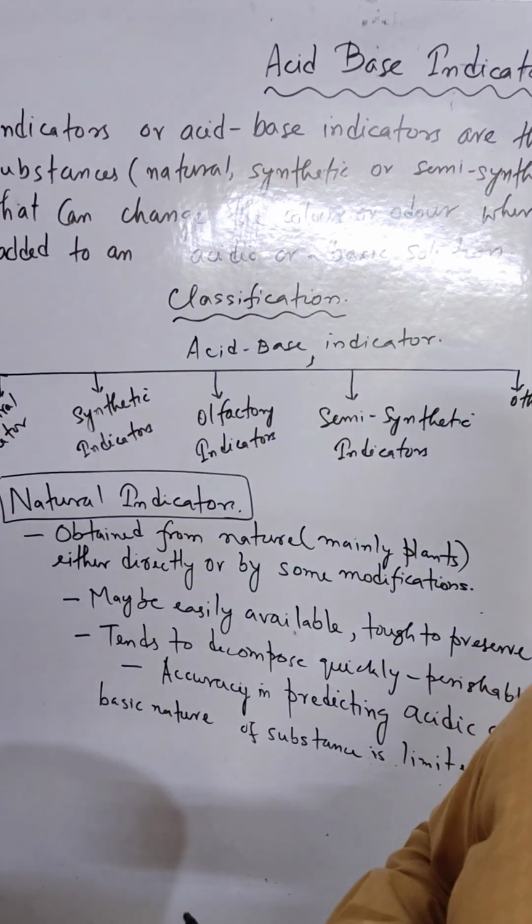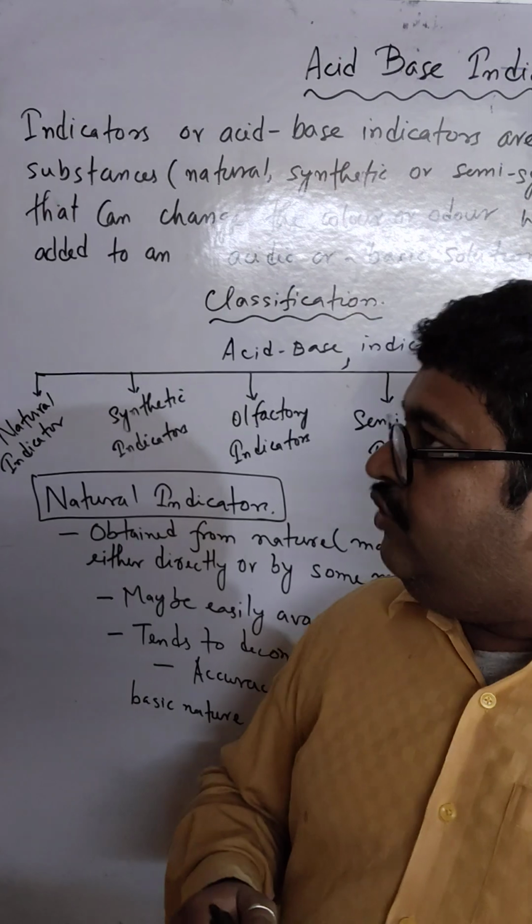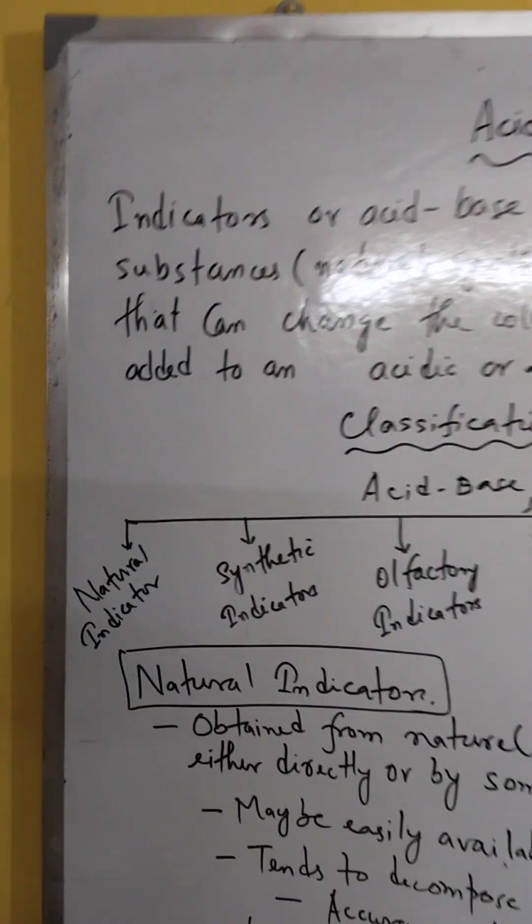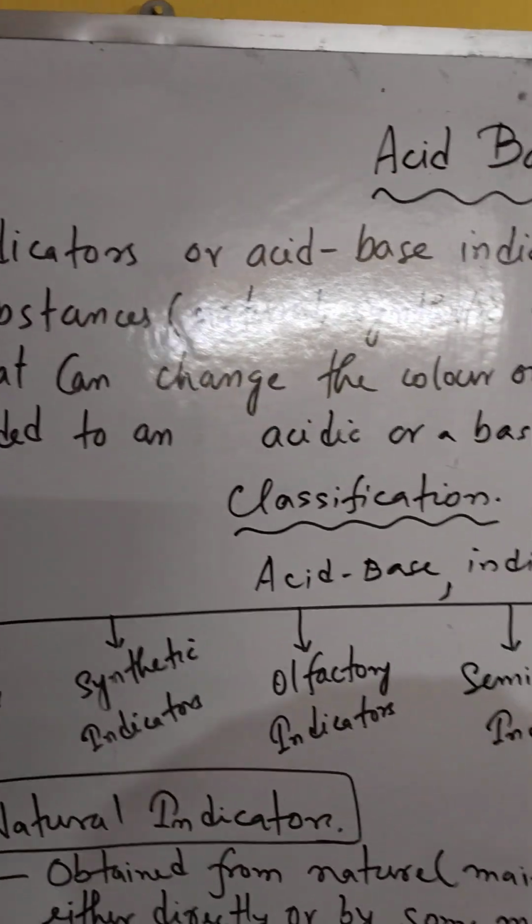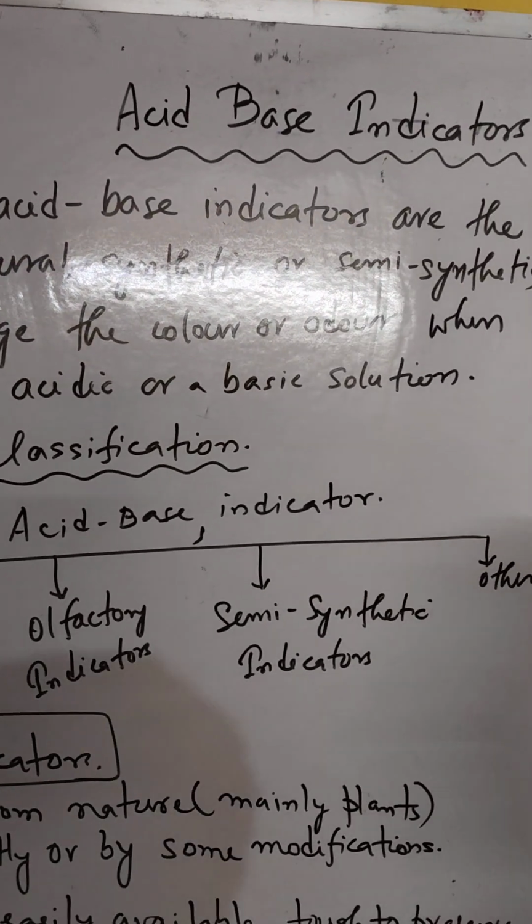So at first we have given the introduction in the last video. In this video we go for the class and the types of acid base indicator. We'll also go for the significance of that.